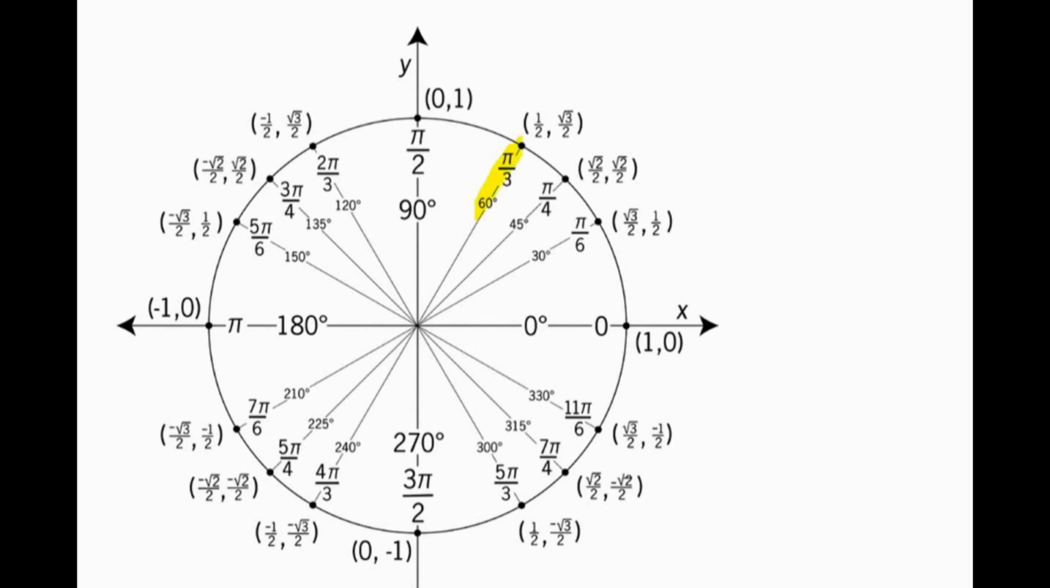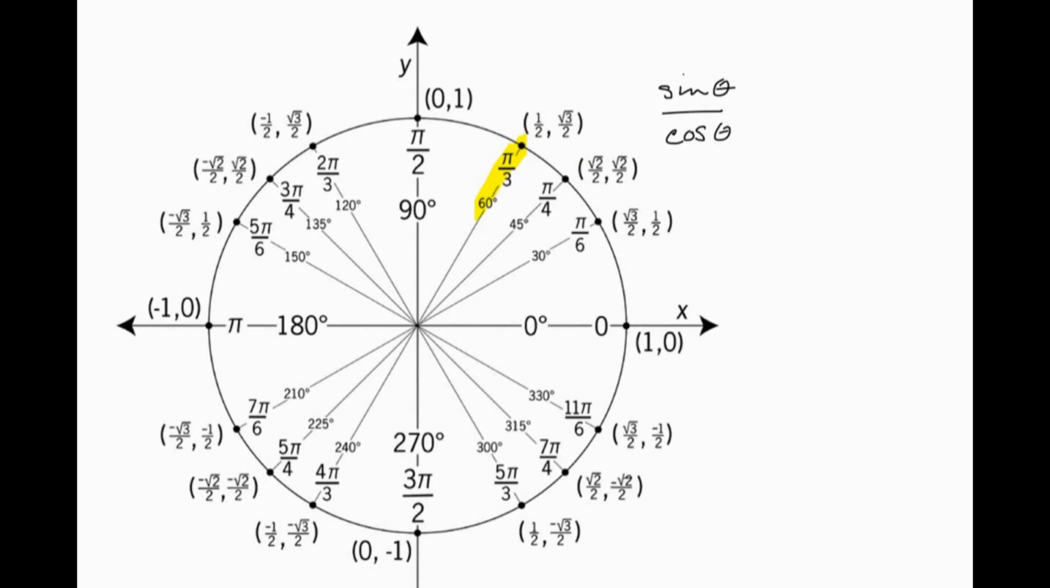And notice that my coordinates here are going to have an x coordinate of positive 1/2 and a y coordinate of positive square root of 3 over 2. I know that tangent is sine over cosine. If I have a positive divided by a positive, I get a positive answer. So a positive x value here and a positive y value here will give me that positive square root of 3.